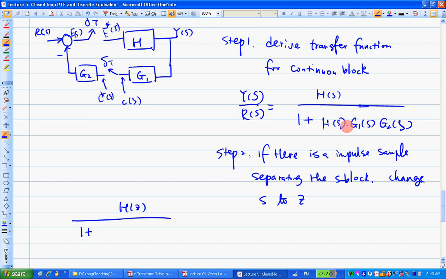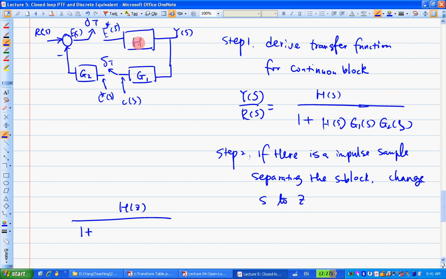Now the bottom one here is a slightly different issue, because there is a multiplication of H of S and G1 of S here. If you look at this H of S, G1 of S, there is no impulse sampler here. In other words, there's no impulse sampler separating these two blocks. So you cannot change this H of S, G1 of S to H of Z, G1 of Z. So what do you have to do?